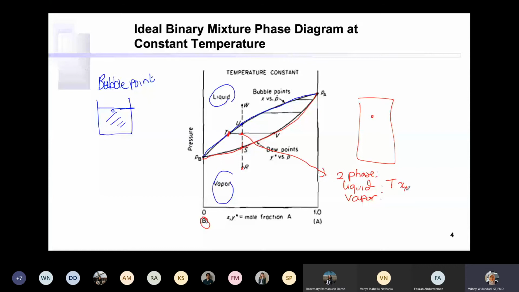What is the relative amount, the ratio between the liquid and the vapor? You can use the lever rule. So if I write this is A, this is B, this is C, the ratio of, let's say, liquid to vapor, this area is the liquid, so the ratio would be this one. So the length of this.